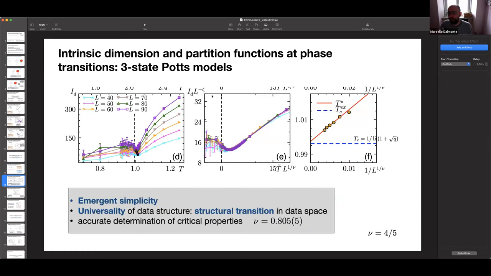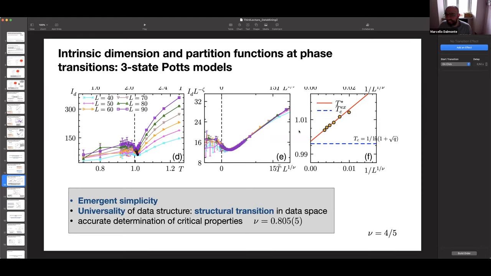These are the same results that I showed you before for the Ising model, now for the three-state Potts model. Okay? On the first plot, you have the ID versus temperature. Again, it displays a feature which has a minimum, which moves towards the transition. So emergent simplicity is still happening. The second plot is the collapse scaling from finite size scaling theory. Okay? And again, the curves collapse very well. There are a few outliers on the left side of the transition. I think they are mostly due to the fact that we don't have accurate enough estimates of ID there. It's really not physics here, it's mostly a computational limitation.